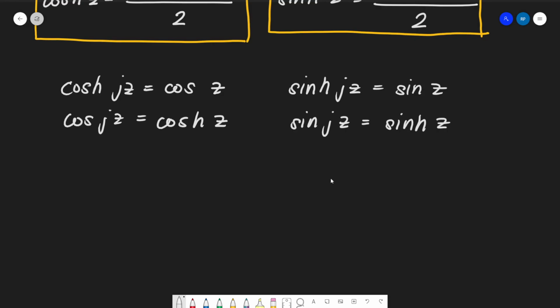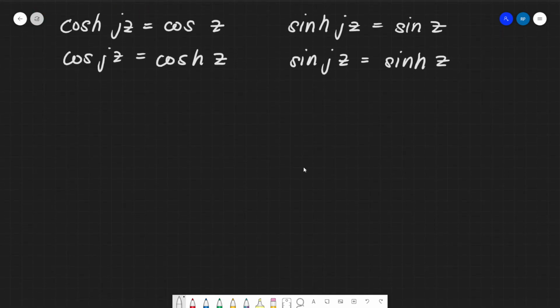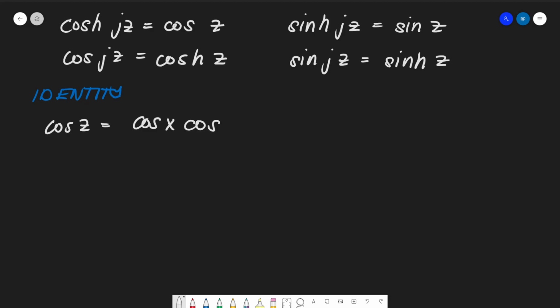Aside from these formulas, we also use an identity. So, what is the identity we use? Cosine of z, where z is x plus jy, is equivalent to cosine x cos y minus j sin x sin y. Something to remember here: for cos, the sin terms switch positions.